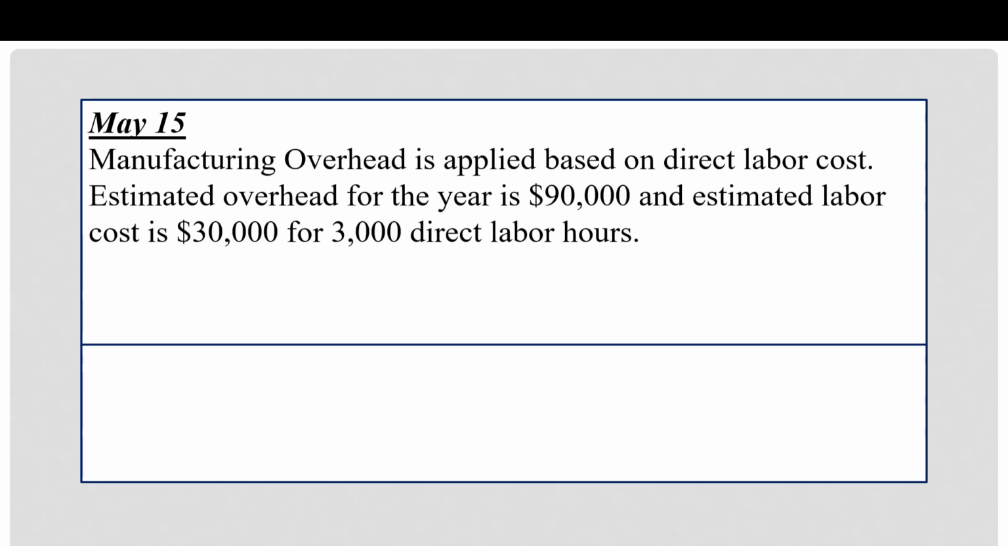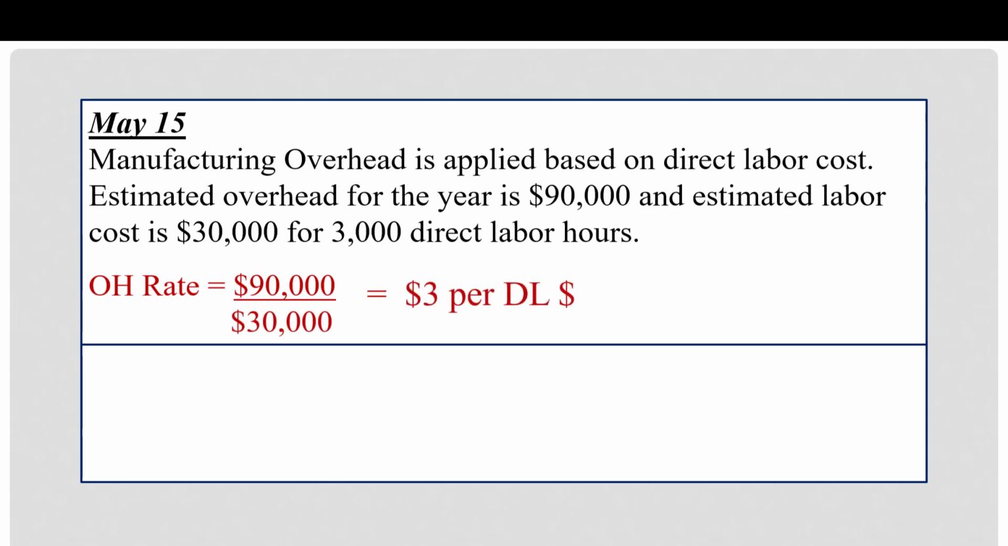On May 15th, manufacturing overhead is applied based on direct labor cost. Estimated overhead for the year is $90,000 and estimated labor cost is $30,000 for 3,000 hours. We're given the information that will help us compute the predetermined overhead rate. We will take the estimated overhead cost of $90,000, divide by the allocation base, which is labor cost of $30,000, and we get $3 per direct labor dollar. This means that this company believes that their overhead cost is 3 times their direct labor cost, and they'll assign that estimated amount to inventory as they produce inventory.